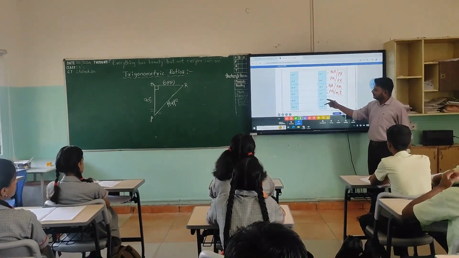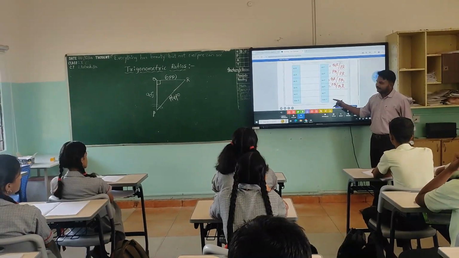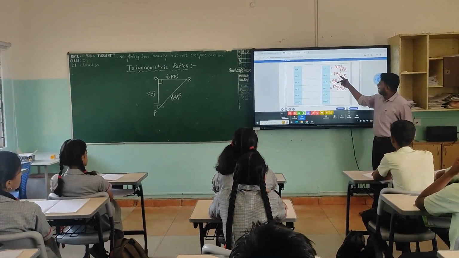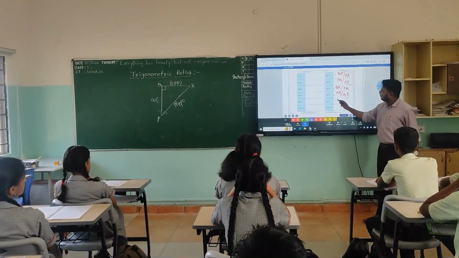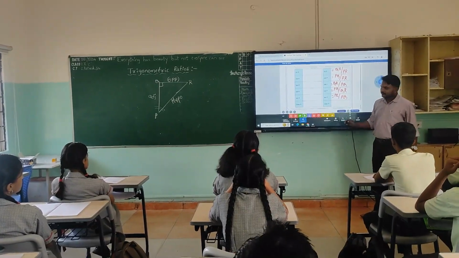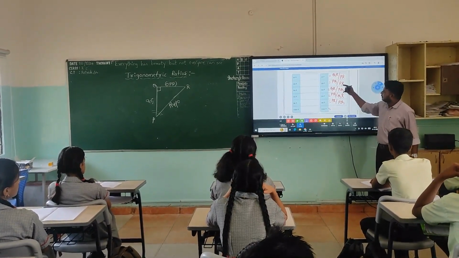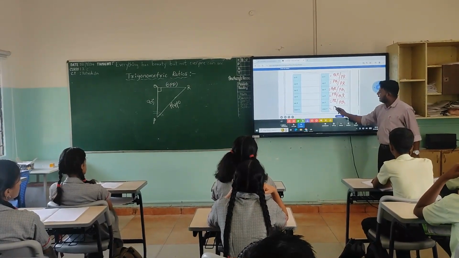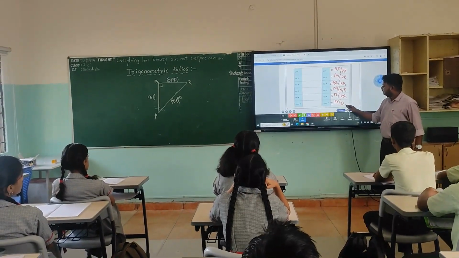Next, secant P. The reciprocal of cos. So cos P is PQ by PR, and here sec P is PR by PQ. Next, cosecant P. The reciprocal of sin. So sin P is QR by PR, and here cosecant P is PR by QR.